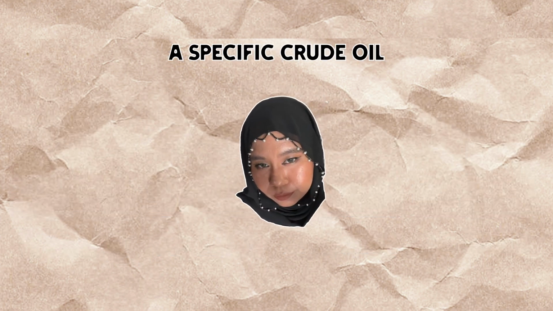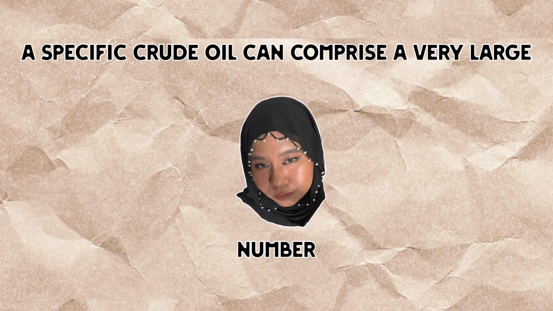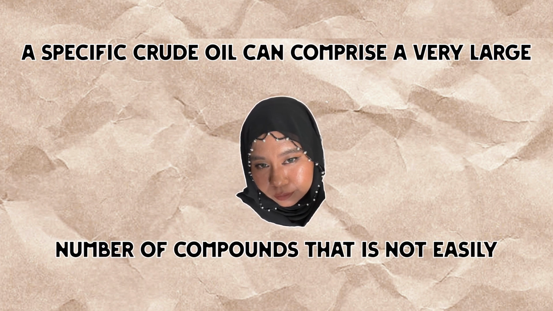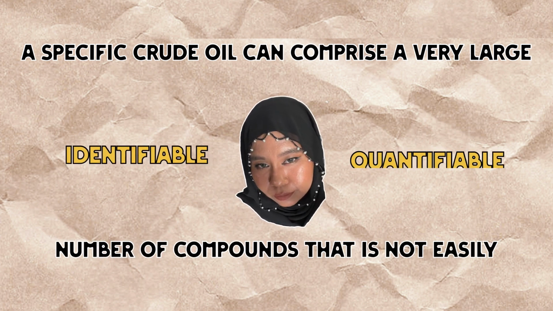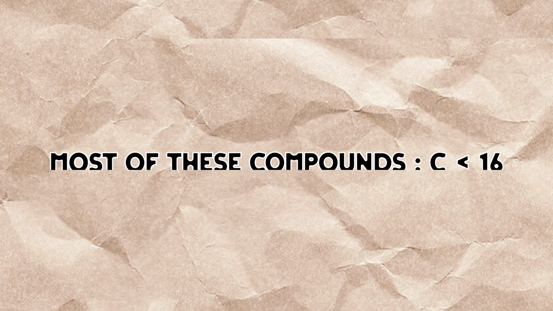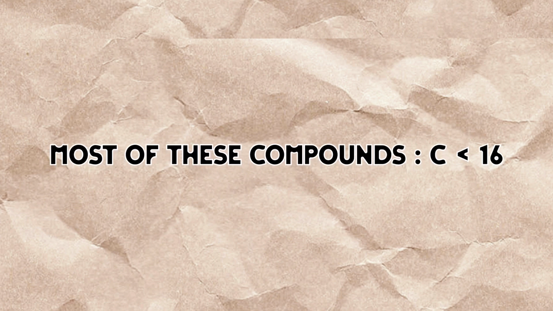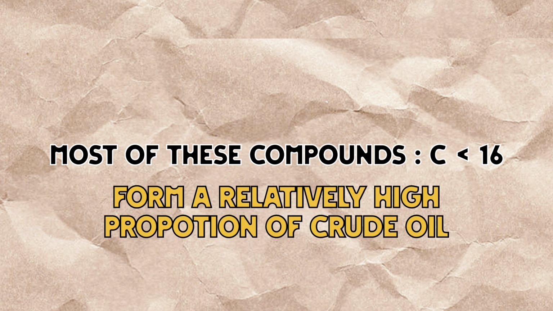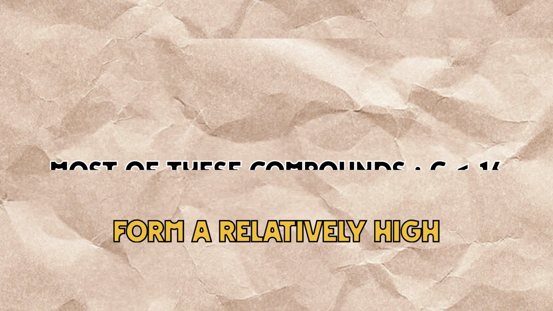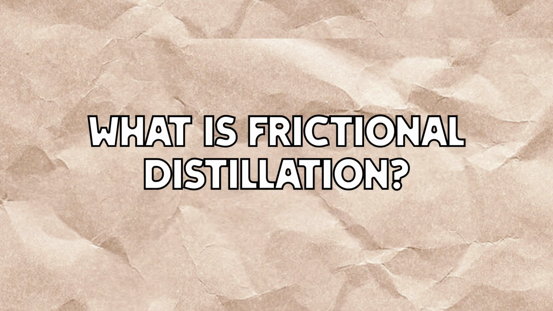A specific crude oil can comprise a very large number of compounds that are not easily identifiable or quantifiable. Most of these compounds have a carbon number less than 16, and this forms a relatively high proportion of crude oil. What is fractional distillation?